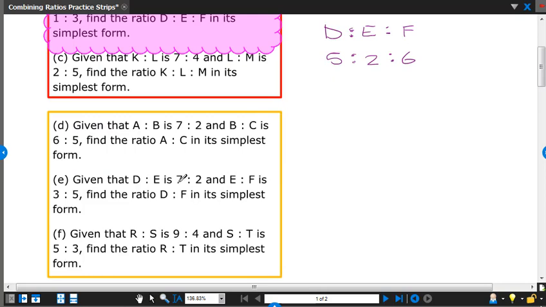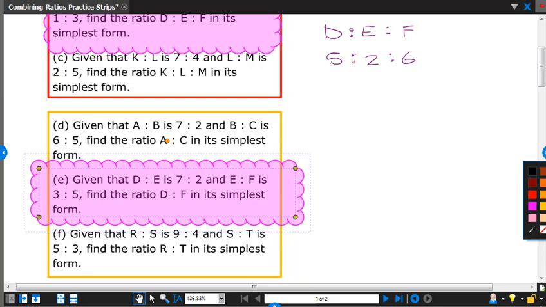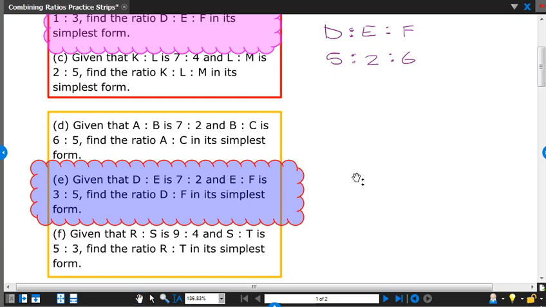Given that D to E is 7 to 2, E to F is 3 to 5. Find the ratio D to F in its simplest form. Okay. So D to E is 7 to 2. E to F is 3 to 5.